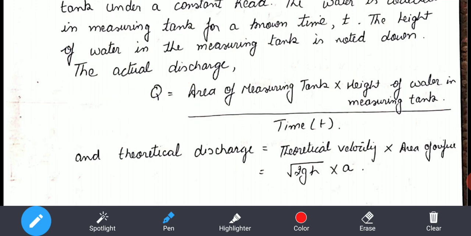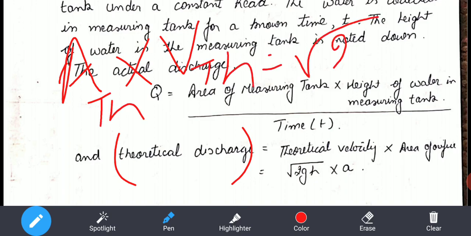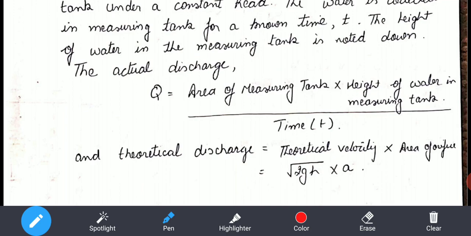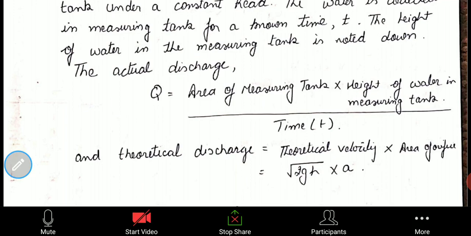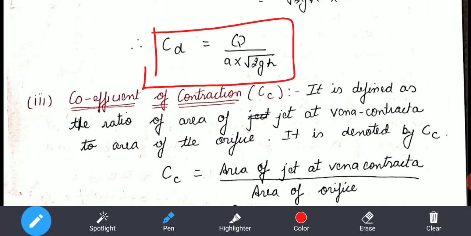The theoretical discharge, as I told you many times, is equal to area into velocity, that is theoretical area into theoretical velocity. Theoretical velocity is already known to us, which is under root 2gh, and the theoretical area of the orifice, let us suppose, is a. Now put the values of actual discharge upon theoretical discharge into the coefficient of discharge, that is Cd. We obtain the value as Cd equal to Q upon a into under root 2gh.